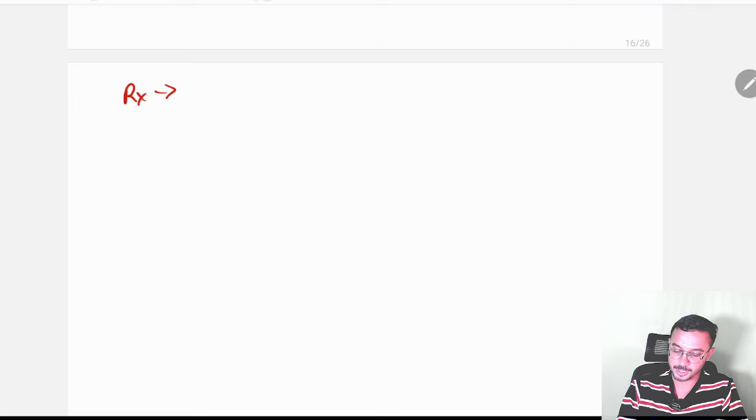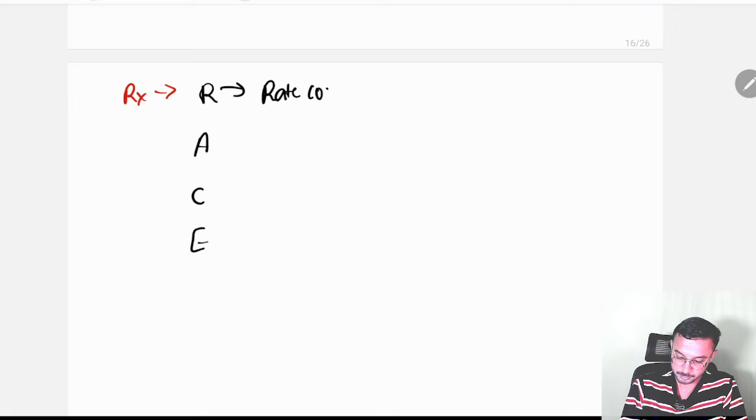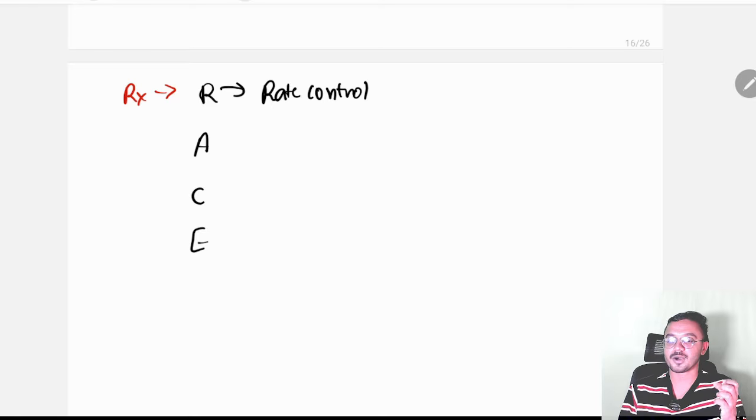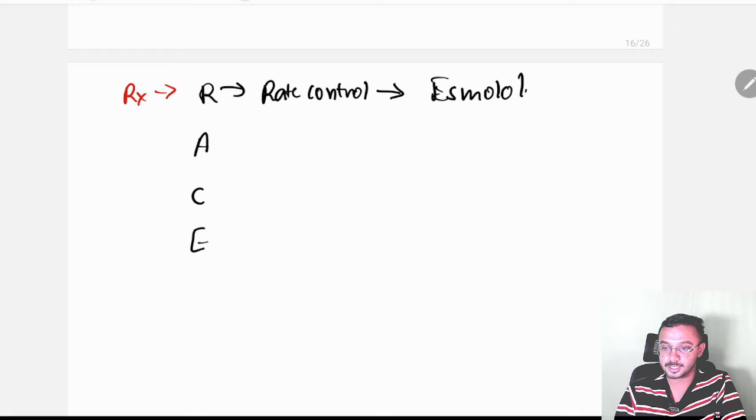So what are all the treatments you are going to use? The mnemonic is RACE. R stands for rate control. Why rate control? The ectopic foci are beating very, very fast, so I should control the rate. For rate control, which drug are you going to use? Esmolol, a beta blocker, is the drug you are going to use here.